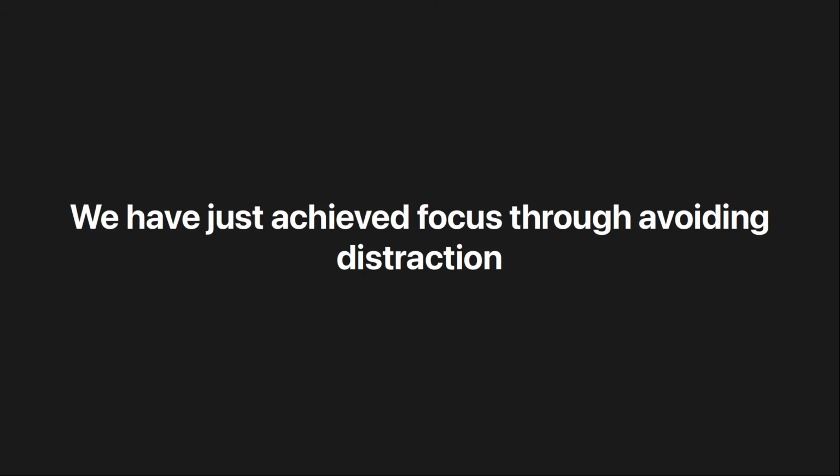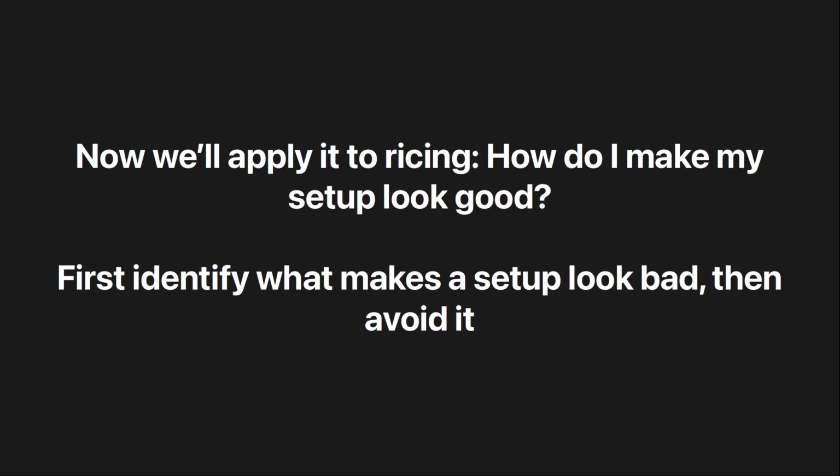That's how inversion works. Let's say that I wanted to take a flight to Hong Kong. Then using inversion, I would just think of all the routes that didn't take me to Hong Kong, and I would just avoid those, which would take me to Hong Kong. You see what I'm going with this? That is how you do something through inversion. Now we'll apply it to ricing.